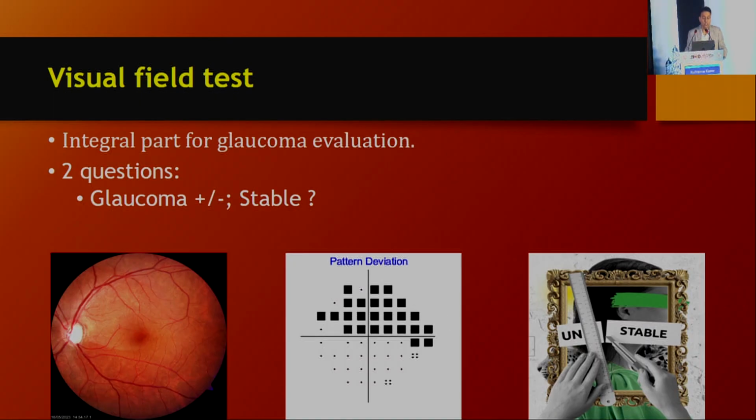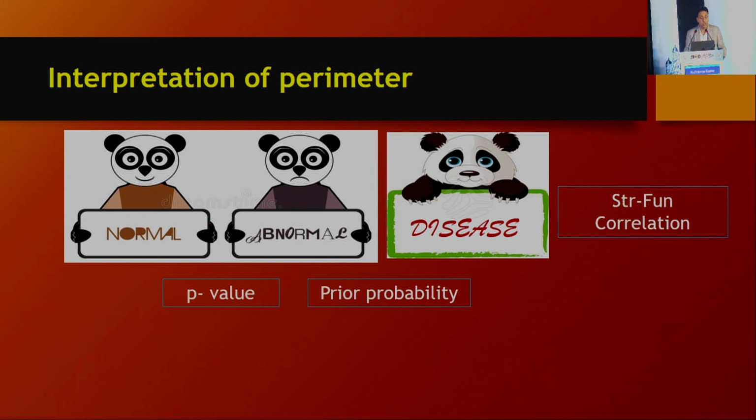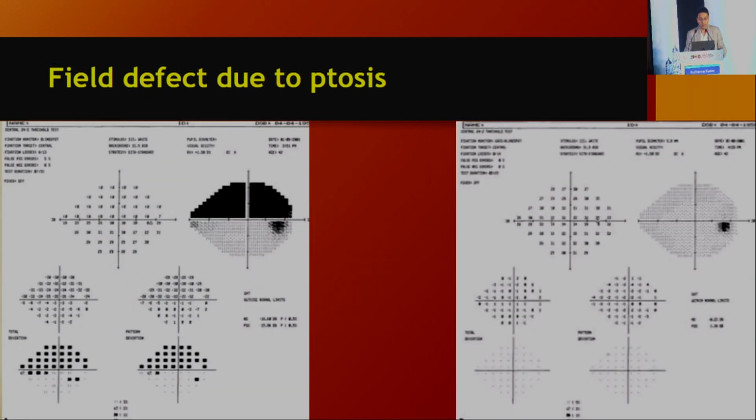Subsequently, the visual field is used to diagnose glaucoma. Also, we will be able to see whether it is stable or not. So in the visual field analysis, we have to look at whether it is normal or abnormal, which is based on the p-value. If it is abnormal, whether it is disease or not is based on the prior probability. And subsequently, if any visual field defect is there, we have to correlate it with the optic nerve head finding.